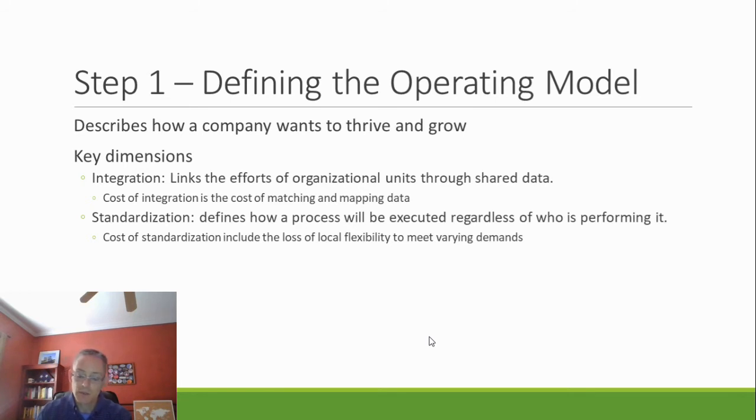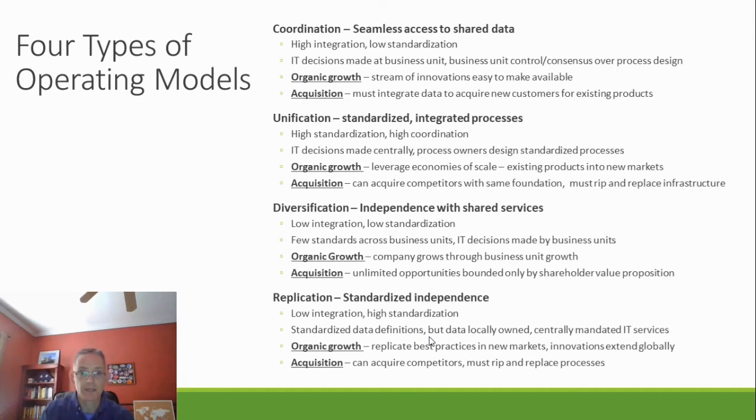Let's just go into some of them. There are 4 types of operating models that will vary along those axes. If you think about those two, standardization high and low, and integration high and low, there's going to be 4 in that square, right?